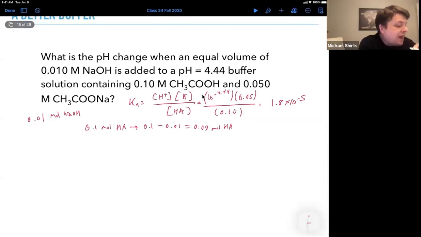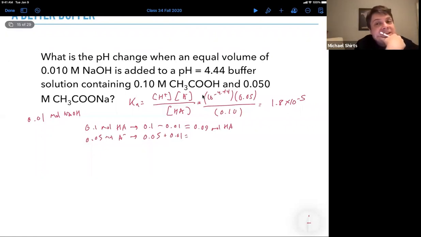And so they'll react until all of the 0.01 moles of NaOH is used up. We'll get 0.09 moles of weak acid. Conversely, we have 0.05 moles of the conjugate base. And so we get 0.05 plus 0.01, because all of that acid that reacts is going to be converted to conjugate base. So we get 0.06 mole A minus.